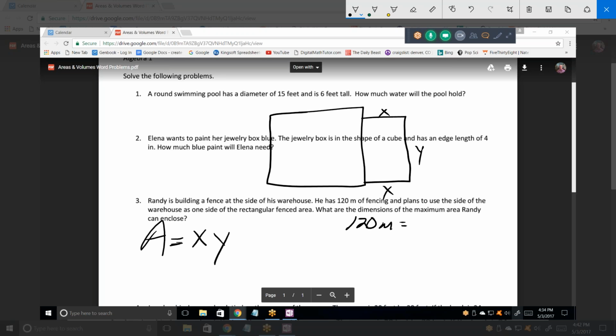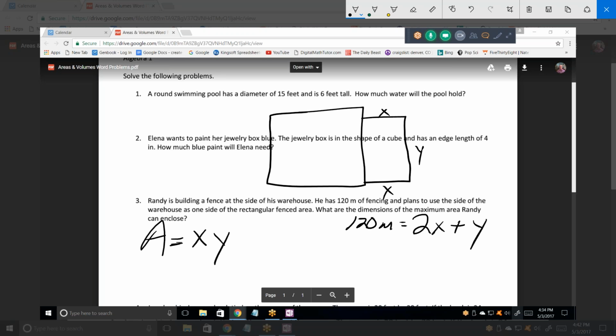Oh, it's something squared. Well, not yet, but we'll get to that. What's 120 equal to in terms of my diagram? Your total amount of fencing. Isn't it x plus y plus x? Yeah, which is 2x plus y.